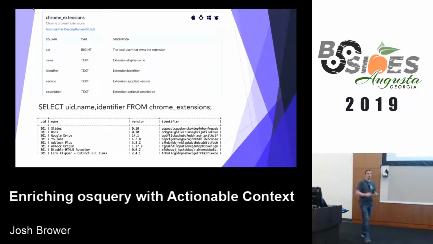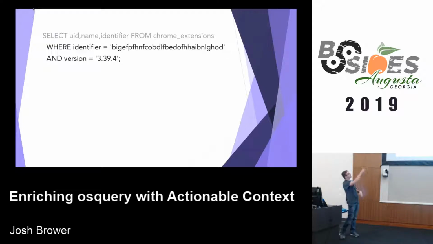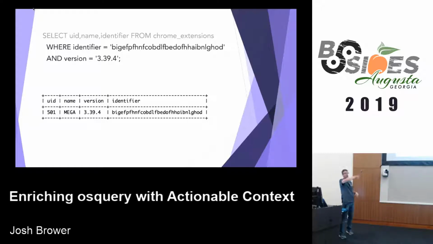Today we're going to briefly talk about, we've got Osquery installed on our systems across our organization, and we want to talk about Chrome extensions from that perspective. Now, if you remember, we talked last year, this is September of last year, the Mega Chrome extension was hacked, version 3.39.4, and so we talked about how we can use Osquery to find that specific version of the extension. We simply just say, select the user ID, name, identifier from the chrome_extensions table, where the identifier is the Mega Chrome extension, and the version number is 3.39.4, and then we would get back the result if we had a compromised Chrome extension on the system.